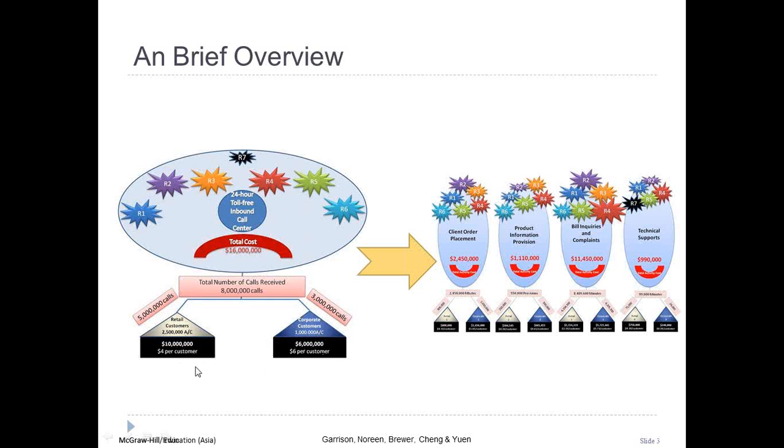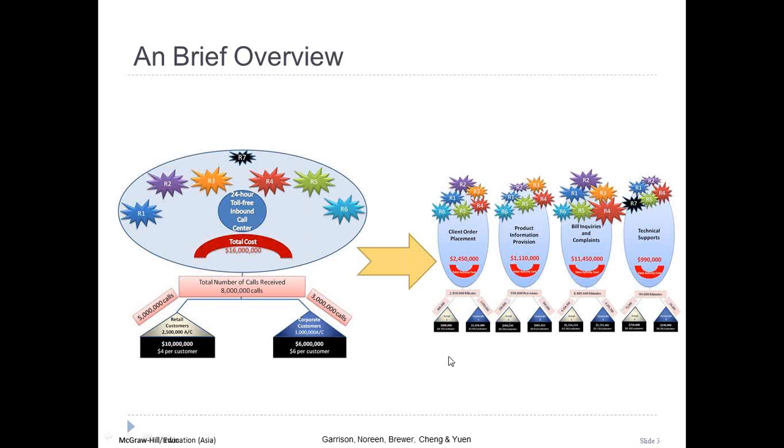So using simple math, $10 million could be applied to the retail customer activity. $6 million could be applied to the corporate activity. Further math takes us to $4 per customer versus $6 per customer. If this is all the information you had, you could make some decisions, and it could be incorrect decisions.